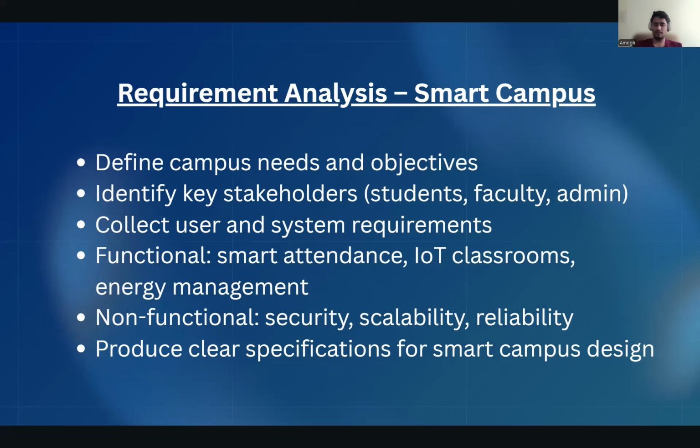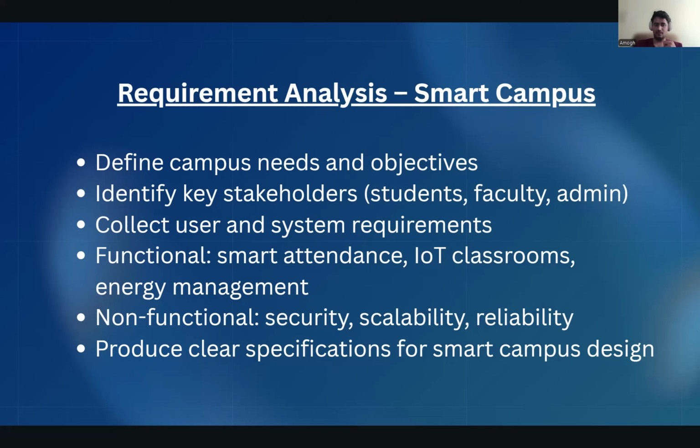Then we collect user requirements and system requirements through surveys, interviews, or observation. This helps us understand both what the users need and what the system must technically support. The requirements are divided into two main categories. Functional requirements describe what the system should do. For example, features like smart attendance tracking, IoT enabled classrooms, and energy management systems, and so on fall under this.